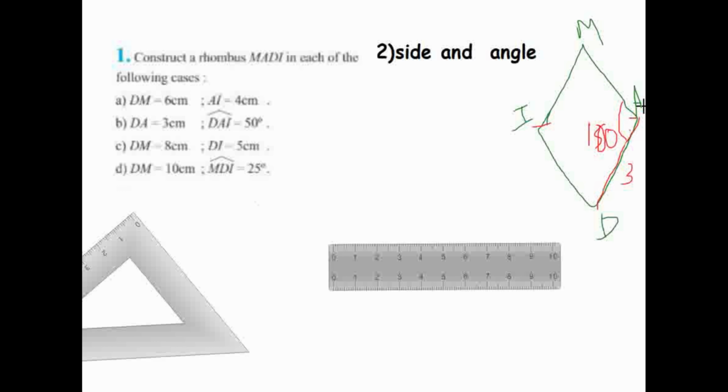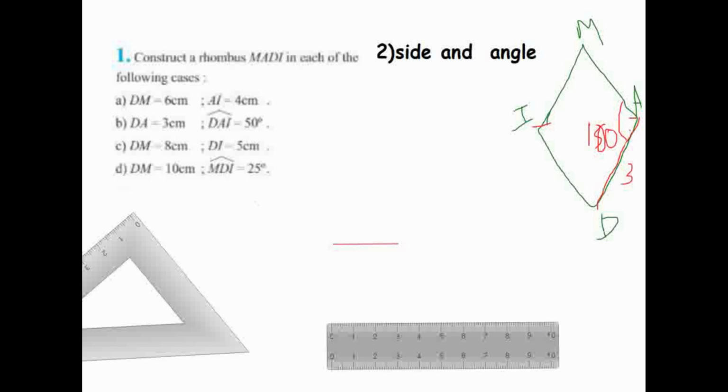Okay, so I will draw DA equals 3 centimeter. So starting from the 0 and reaching 3, this is 3 centimeter. Okay, and that's one side is finished, and we are going to call it DA. Now on this A, it is the vertex of this angle. So on A, you are going to draw an angle which is equals to 100 degree.